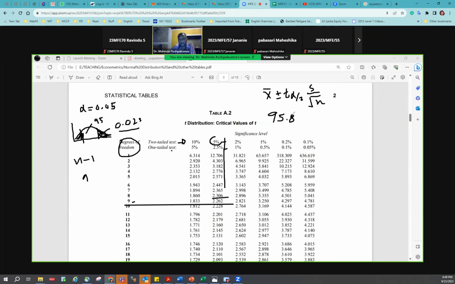Then your answer is 95.8 plus or minus 2.262 times this value. I can't remember, what is the standard deviation? I think 85, no? Can you remember the standard deviation? 85, sir. Okay, then quickly get the answer and send it in the chat box.